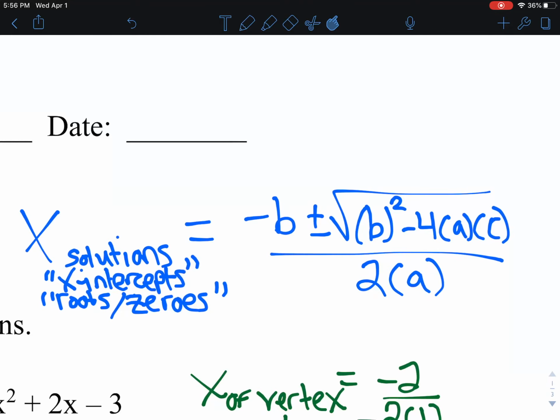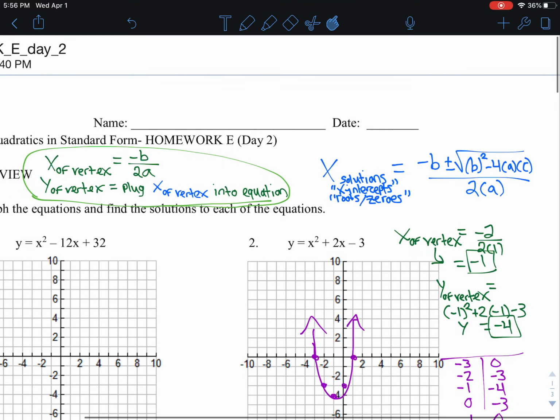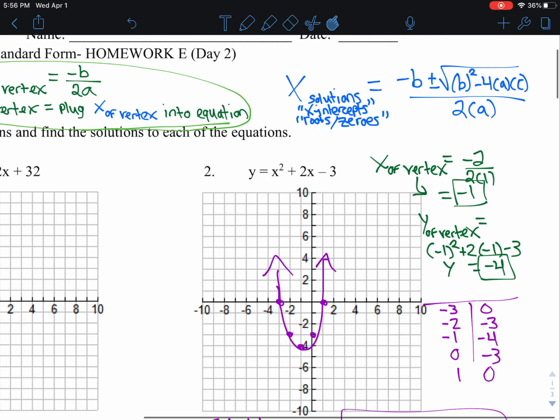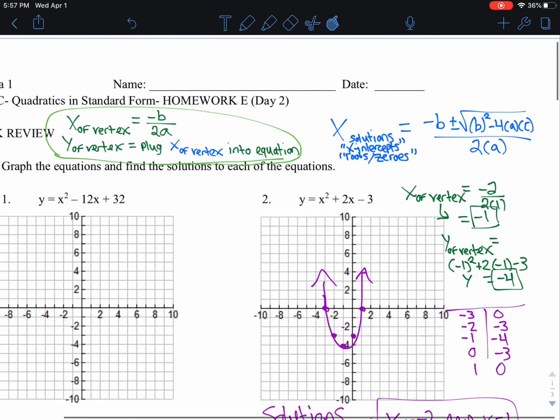Now, I already have some problems done for you here because I just want to make it a little bit quicker. So again, you're going to have to do number 1. I did 2 here just to show you and kind of just talk about it. What you're doing is you're graphing and then we're finding the solutions. Remember, the solutions are x-intercepts. So it's important to graph first and then just look to see what your x-intercepts are.